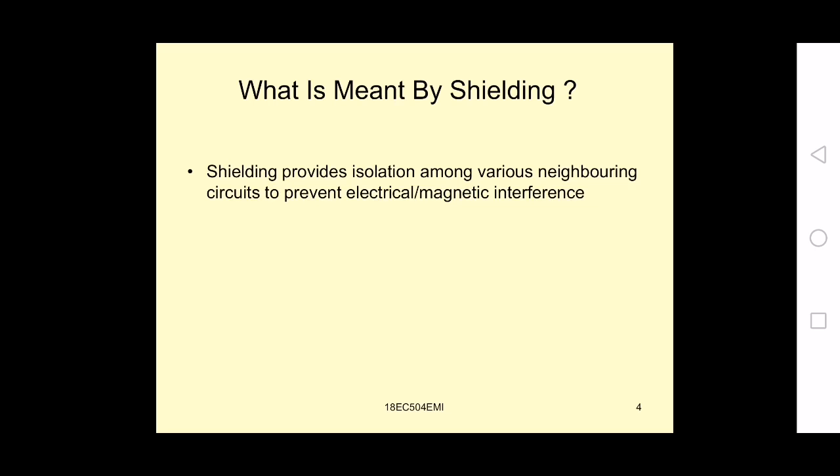What is shielding? Shielding is nothing but isolation. We put isolation between every neighboring or adjacent component or circuit to prevent radiation, that is electromagnetic interference, electrical or magnetic interference. So that is what we call shielding.